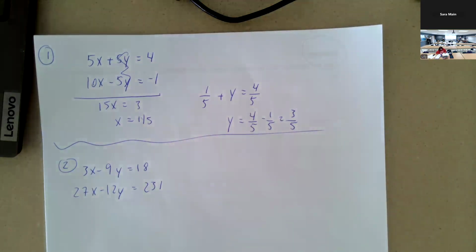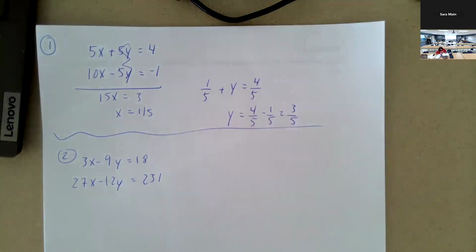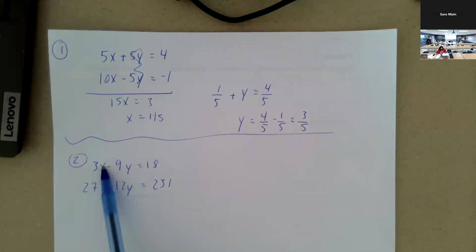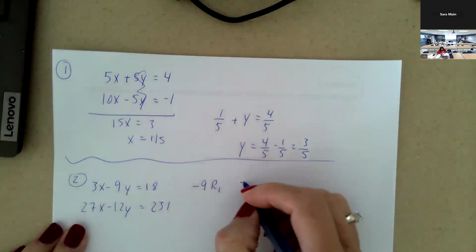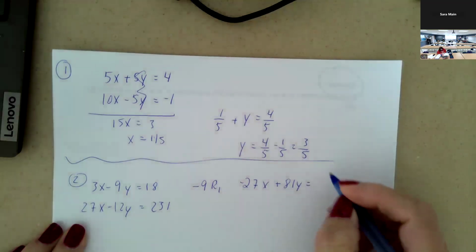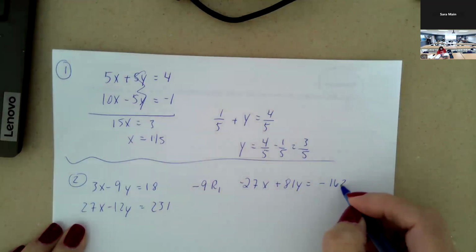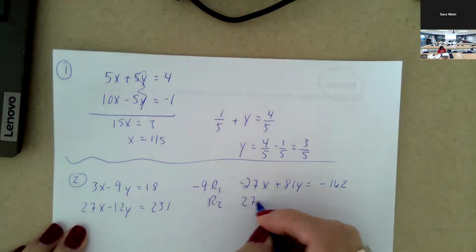So number 2 here. I am going to choose to eliminate x because row 2 is already a multiple of row 1 in x. So I'm going to multiply row 1 by negative 9. So I'll have a negative 27x, a plus 81y, and a negative 162. Row 2 will all stay the same.